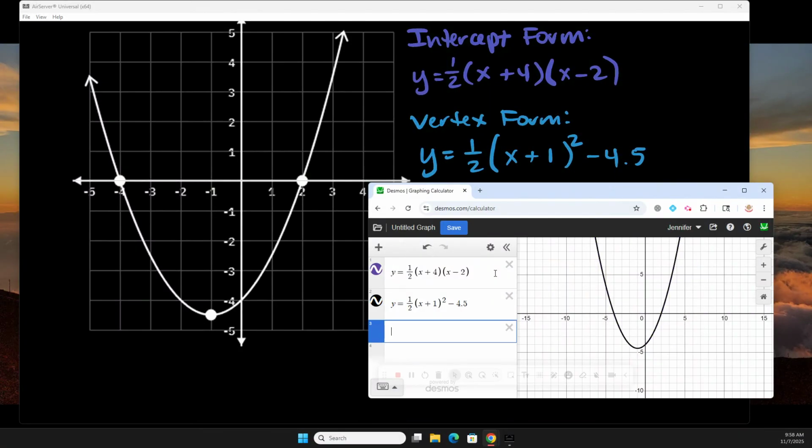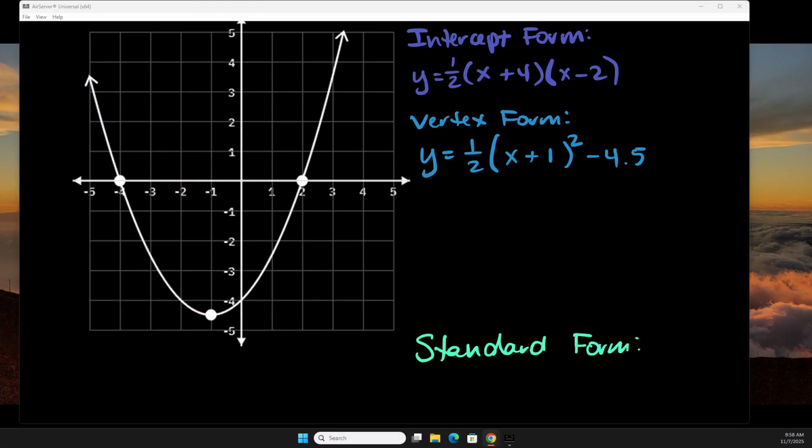All right, yeah, so it's the same one we just did. All right, and then another form is standard form. On standard form, everything is all multiplied out. There's no parentheses or anything.